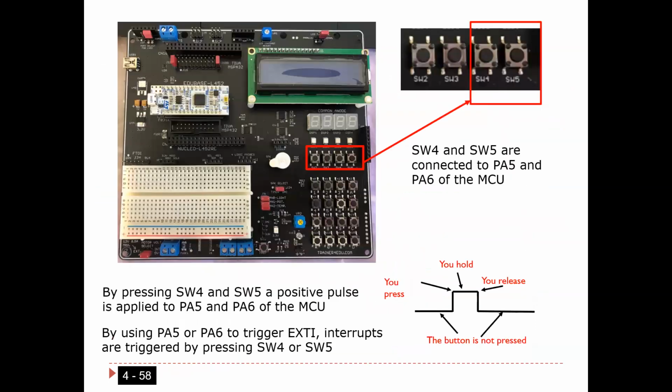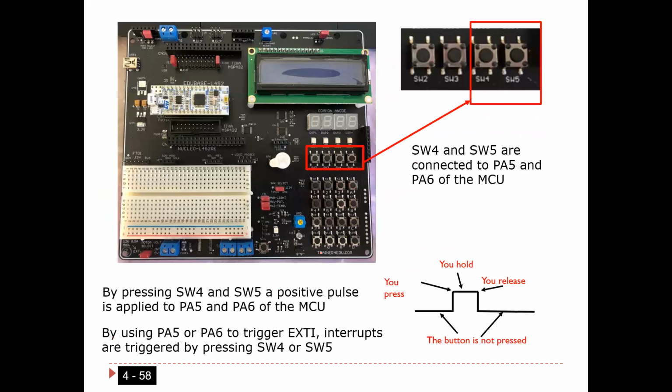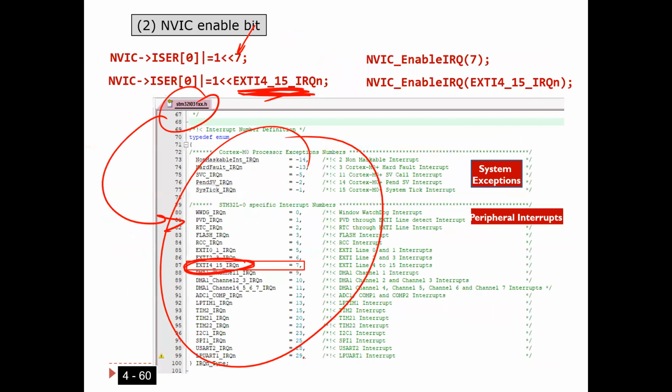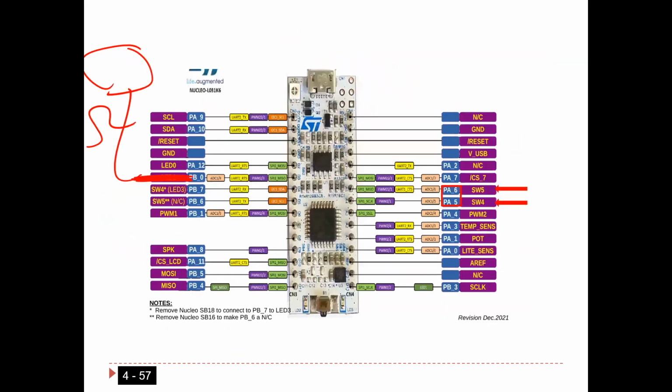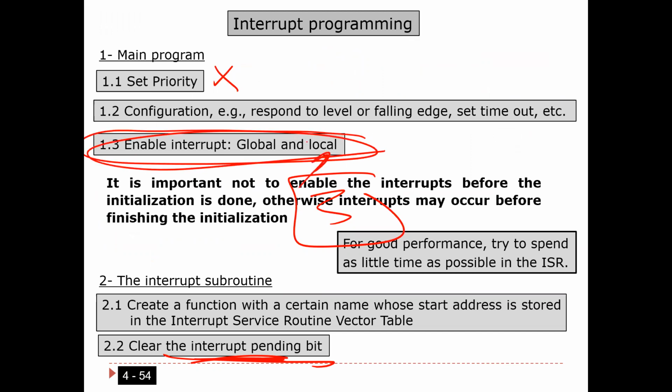So now, in order to configure the external interrupts, number 1, you have to enable this bit. Very easy. Number 2, you have to do this one in the main program, as I have just explained. If I go back, that's what I told you. Number 1, I'm not going to focus much on priority, although you can do it if you want. I already explained how you can do the local because the global is already enabled. You can only focus on the global.